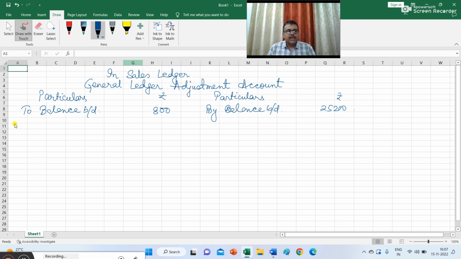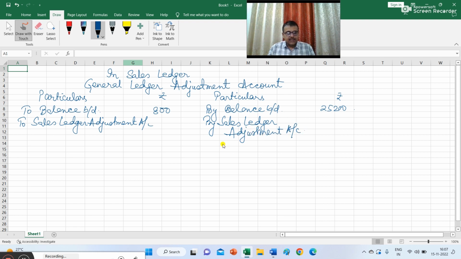Then I have to write here to sales ledger adjustment account, and on the credit side also I have to write by sales ledger adjustment account.